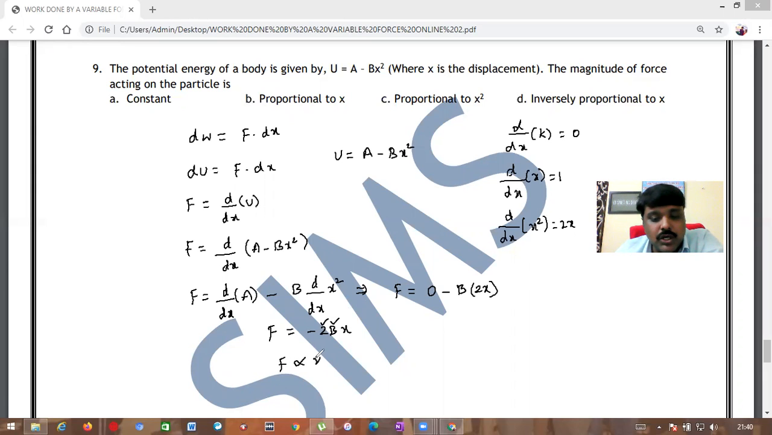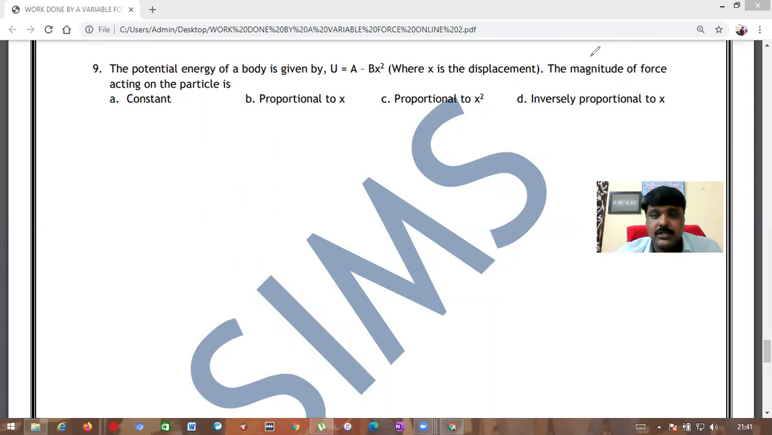Here, 2 and B are constants. Hence, the force is proportional to x, that is displacement. Here you see the small work dW, we always take it as F into dx. The work done is converted into energy by using that potential energy only. dU equals F into dx, or by rearranging, we get the value of F as d by dx of U, that is dU by dx. The U value is given as A minus Bx square. d by dx of A, that is a constant, is 0, minus B into d by dx of x square, which is 2x. Hence, finally we obtain the value of F, that is the magnitude of force, as minus 2Bx. As 2 and B both are constants, F is proportional to x. That means force is proportional to displacement. Okay, we shall move on to the next question.